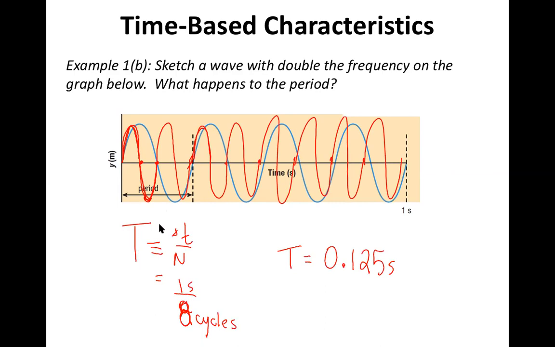And we have time divided by number of events, and the number of events has to be double. So that means our period is 0.125. And that also is in line with the 1 over f. So if you do 1 over a number versus 1 over double that number, the value of the fraction is going to be halved.